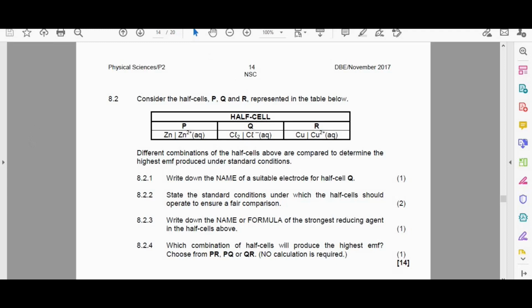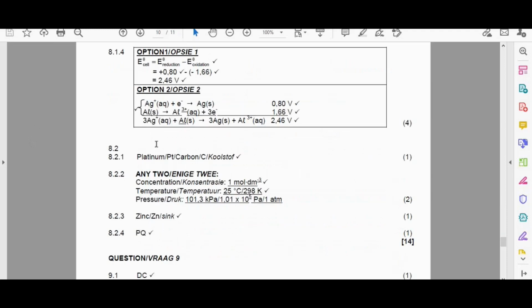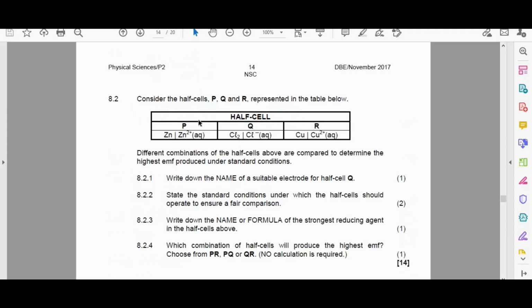And if we check the memo, we'll see that PQ is the correct answer there. That's the cell combination of anode and cathode that would give us the highest EMF out of all three half cells. And question 8 was about 14 marks. So no joke, you can see galvanic cell questions in the exam are quite doable, quite basic. It can be achieved. You can definitely get at least, I would say, 10 out of 14, minimum, even if the question is very bad.